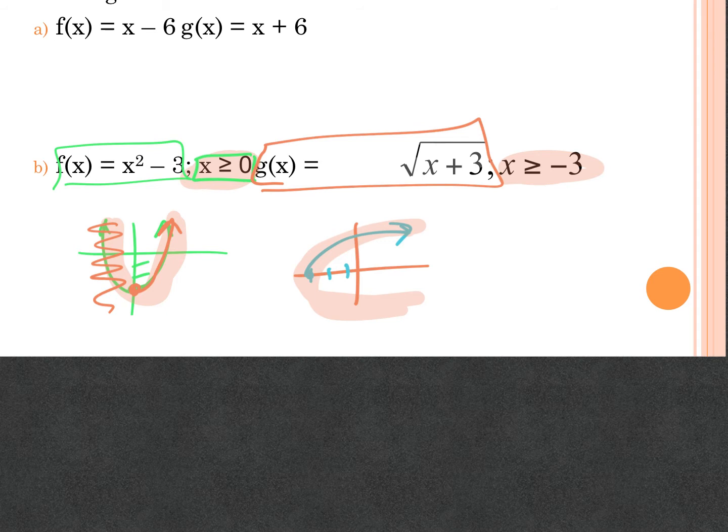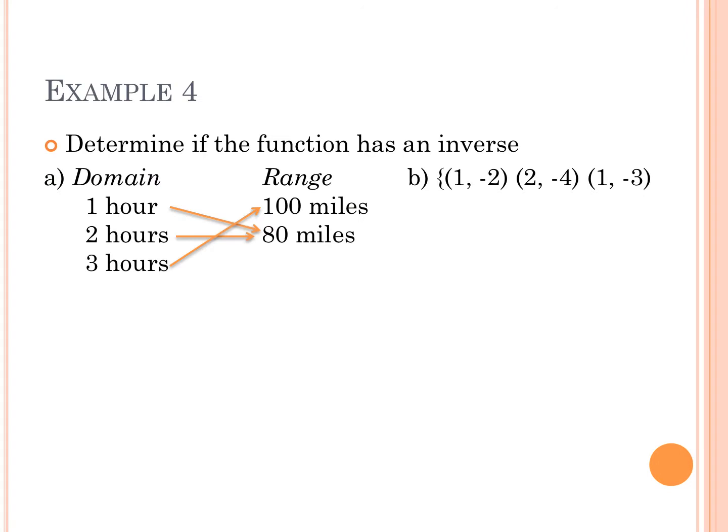It means it has an inverse. So how do you know? All those tests we just wrote up. So then these came up, right? Now we're determining if the function has an inverse. So something with domain and range is really just coordinate points disguised as domain and range.